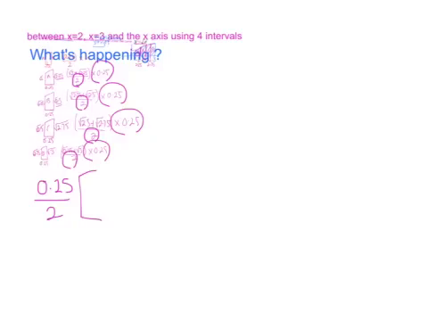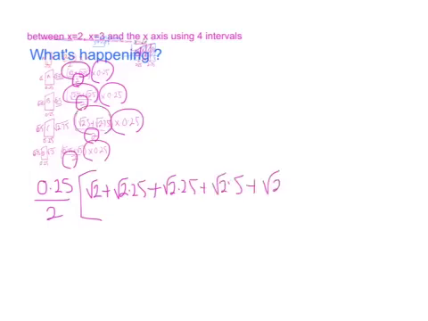Okay, then let's have a look at what we've got here. So we've got root 2 plus root 2.25. Then here we've got plus root 2.25 plus root 2.5. And here we've got plus root 2.5 plus root 2.75. And here we've got plus root 2.75 plus root 3.